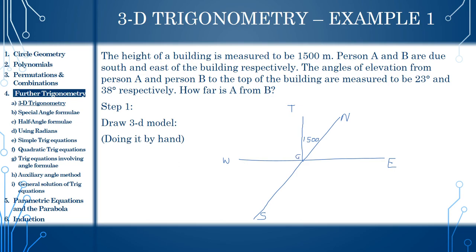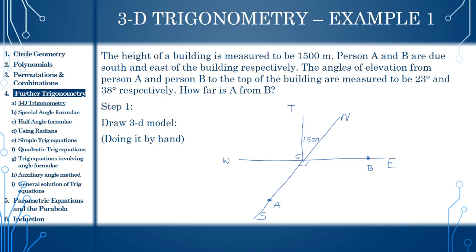And we've marked on the top of the building T for top, G for ground. Person A and person B are due south and east of the building respectively. So let's mark in person A and person B. Now, it's also worth noting down that due south and due east means that the angle at the middle is going to be 90 degrees. AGB is 90 degrees because south and east are 90 degrees apart, right? This sort of information is very important to note down.